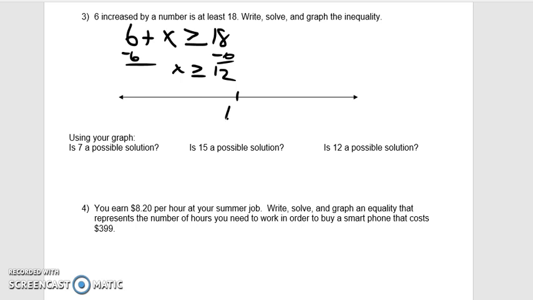All right, so we'll get our 12 down. I'm going to choose something to the right. I'm just going to go 13, something to the left. I'm going to go 11 there. We're going to go greater than or equal to, so it's shaded in, so I am shading to the right. That's there.